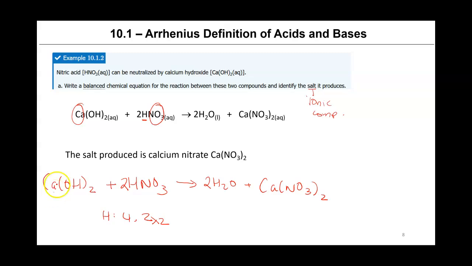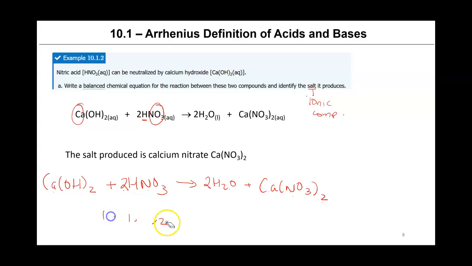I have 1 calcium, 1 calcium. I have 2 plus another 6, 8 oxygens on the left, and 2 plus another 6, 8 oxygens on the right. We have 2 times 2, 2 times plus another 2, 4 hydrogens on the left, 2 times 2, 4 hydrogens on the right, as we noted before. And then finally we have 2 nitrogens on the left and we have 2 nitrogens on the right. So everything balances at the moment.